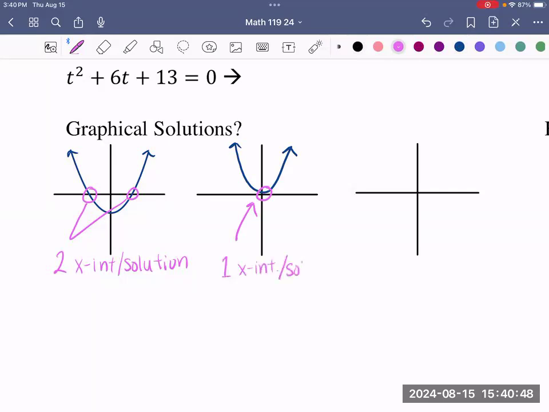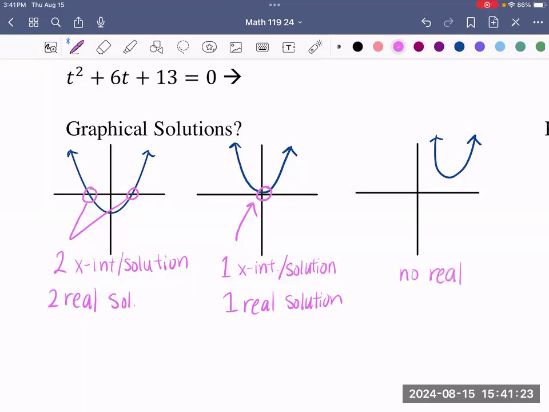Or solution. I want to actually change the verbiage that I'm using. I want to say 2 real solutions or 1 real solution, because of what's coming up next. You go from 2 real to 1 real, and now you can actually have a variation. Well, what if your graph doesn't touch the x-axis? Something like this, right? Well, we have no real solution, no real x-intercept.